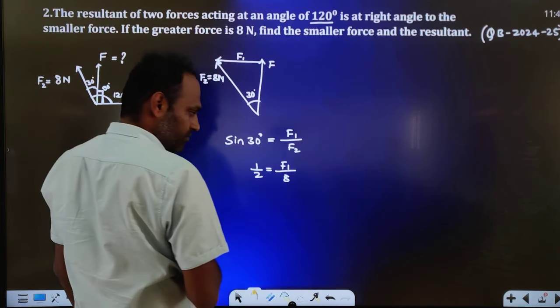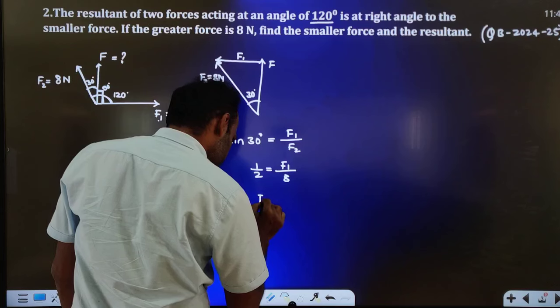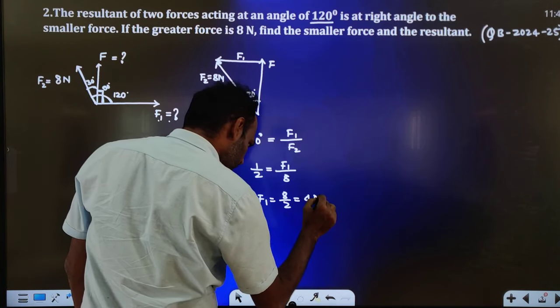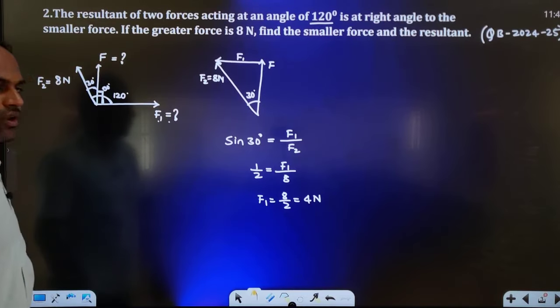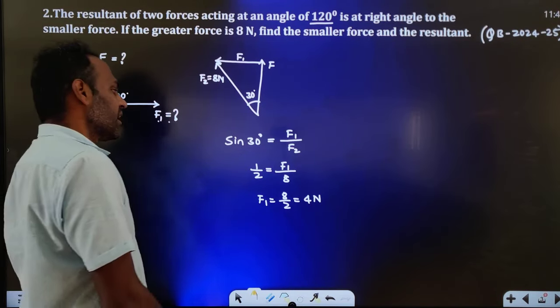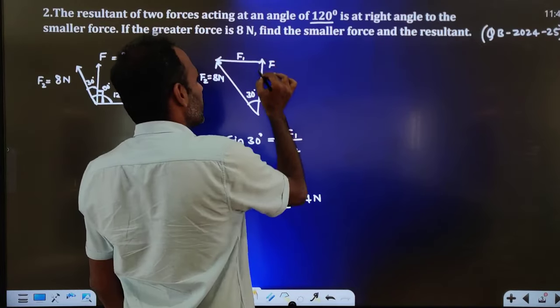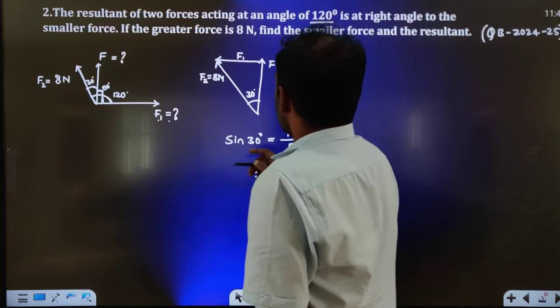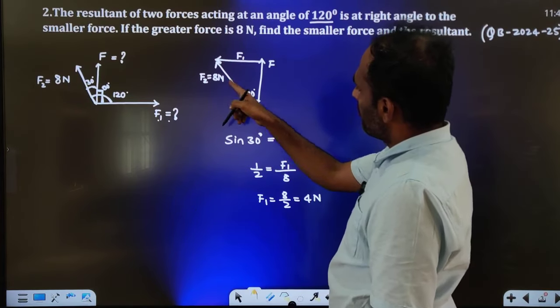F2 is 8 Newton, correct? So I will get F1 is equal to 8 divided by 2, so it will be 4 Newton. 8 divided by 2 is 4 Newton. Clear? Next. Similarly, if you want to calculate F, you know the hypotenuse and this is the adjacent side of the triangle.